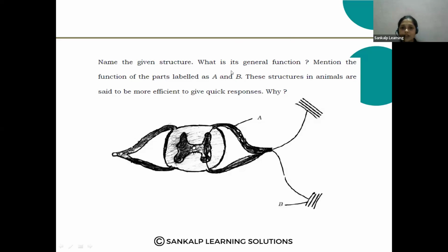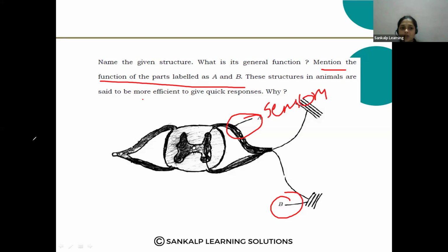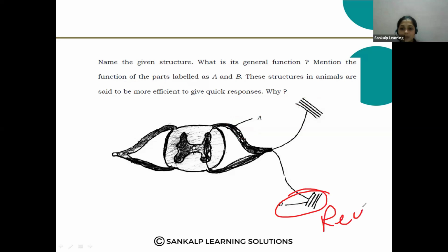And what is the function? What is the general function? That helps for the quick action, right? Mention the function of the parts labeled A and B. So A is the sensory neuron. The sensory neuron carries the nerve impulses to the spinal cord, and B is the receptor. There are different receptors in our body, right? So B is the receptor. Through the neuron, it carries the message to the spinal cord.